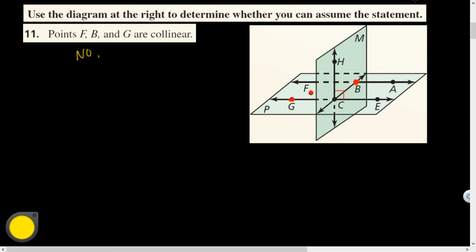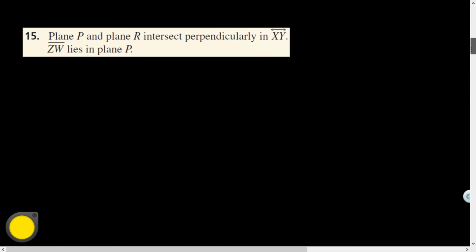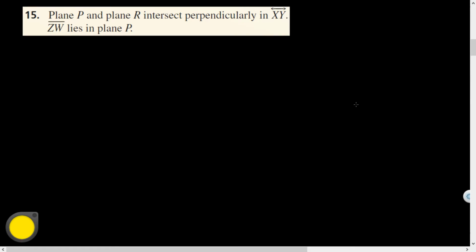Let's look at another one here coming at you. 15. So for question 15, we were to draw this picture. So let's see how well I can do. So two planes, P and R, intersect perpendicularly in XY, the line.